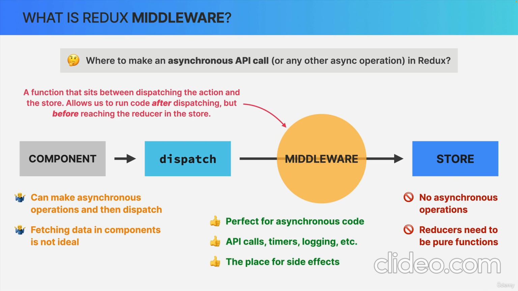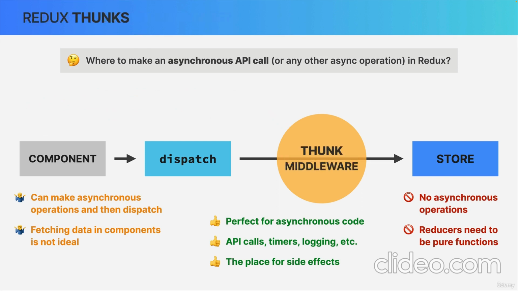And in the case of asynchronous operations, the most popular middleware in Redux is called Redux Thunk. So let's see how thunks work by analyzing what happens to this action that we have seen before. So now that we have this thunk middleware in place, the action will no longer be immediately dispatched, but will first get into the middleware, so into the thunk in this case.